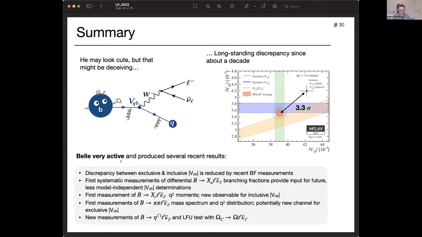We had the first measurement of B to pi pi l nu mass distributions, which are interesting, and that's a potential new channel for exclusive Vub if we can get lattice predictions for B to pi pi l nu at some point. And the last results are new measurements of B to eta and eta prime l nu and the omega_c to omega l nu semileptonic decays. Thank you for your attention.